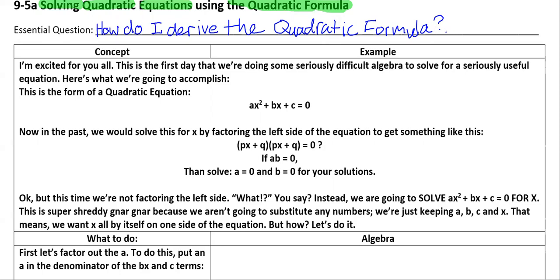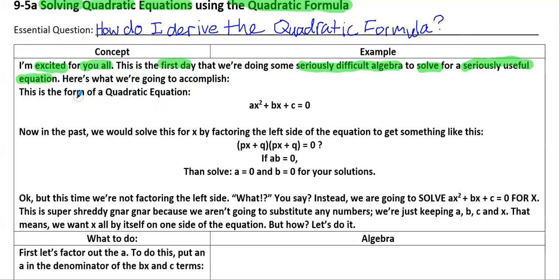First, let's go over what we're talking about here. I don't even know why I have those two sides, concept and example, but I'm excited for you all, every single one of you. This is the first day that we're doing some seriously difficult algebra to solve for a seriously useful equation.